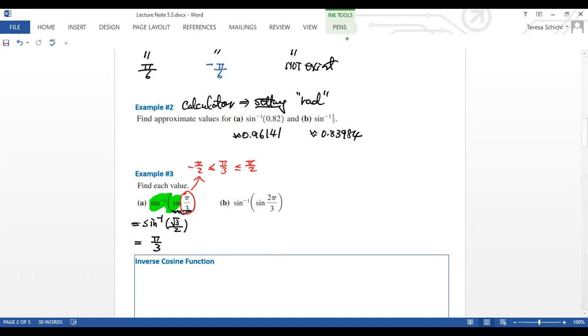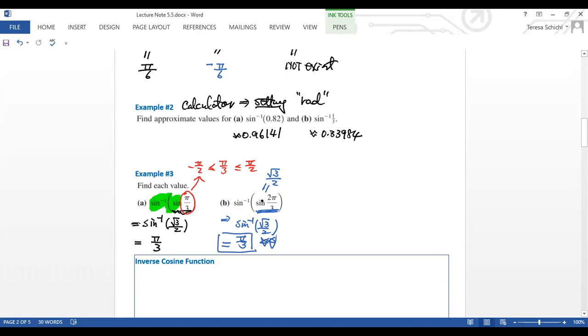Okay, so now let's take a look at what I can have here. The sine of 2 pi over 3, based on the unit circle or the terminal point, is the square root of 3 over 2. So you will have the arc sine of the square root of 3 over 2. Now think about it: between pi over 2 and negative pi over 2, what value will give you the square root of 3 over 2? It's pi over 3. So the answer for this problem is pi over 3.